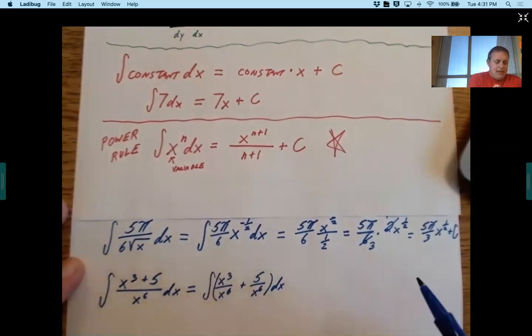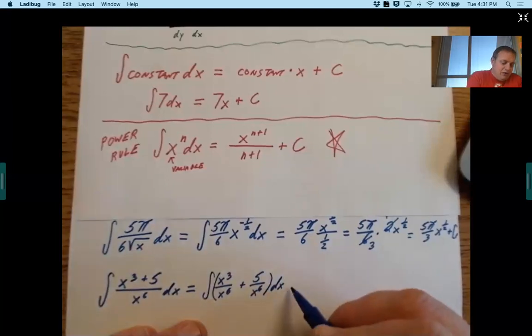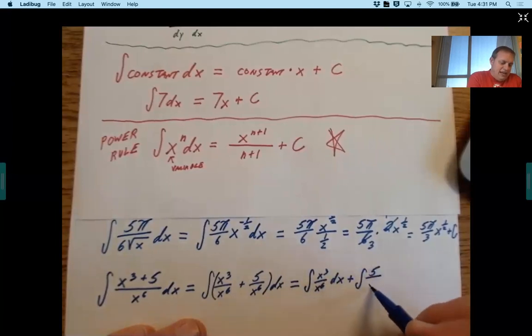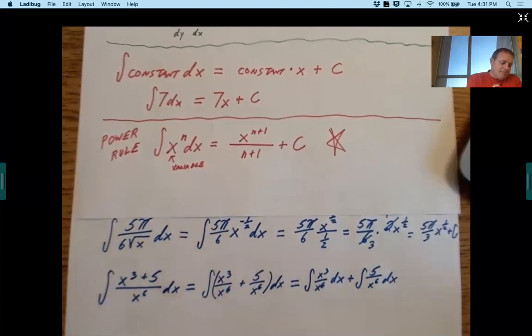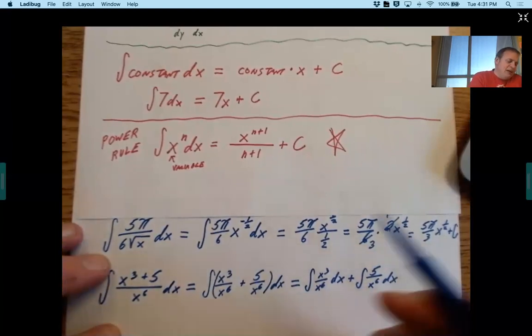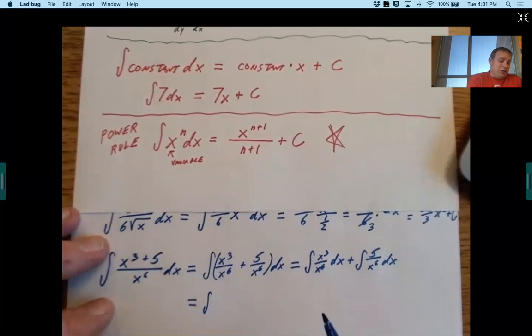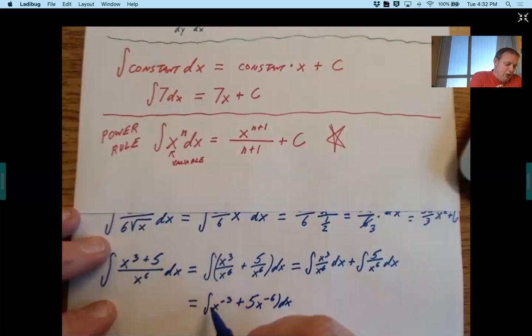Okay. Now, notice I have one integral symbol. That's fine. You could also write it separate, but if you do write it separate, you have to include the dx, the with respect to x each time. Okay. So just for your information. So let's simplify this. So this is really x cubed over x to the 6 is really 1 over x cubed, or x to the negative third. And 5 over x to the 6 is really 5x to the negative 6, all with respect to x.